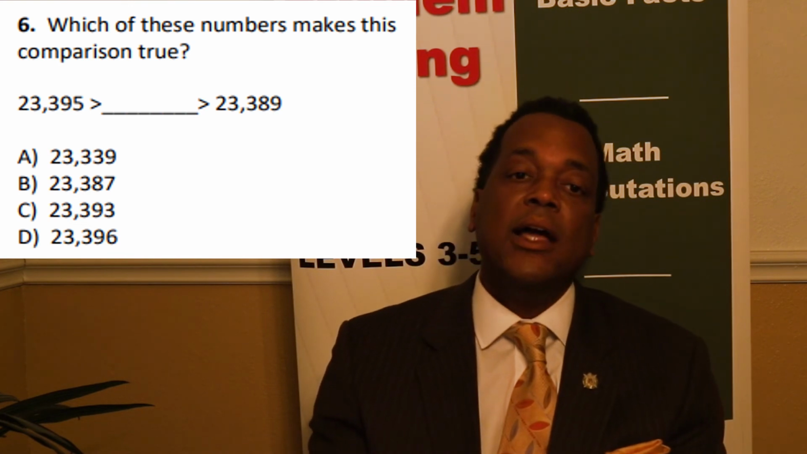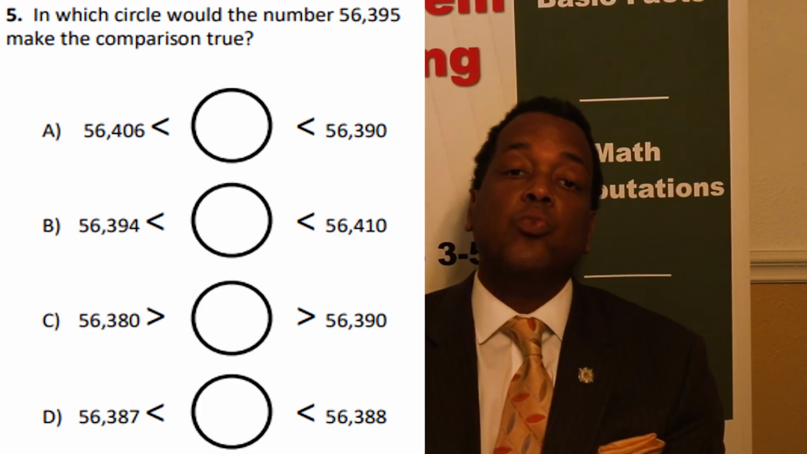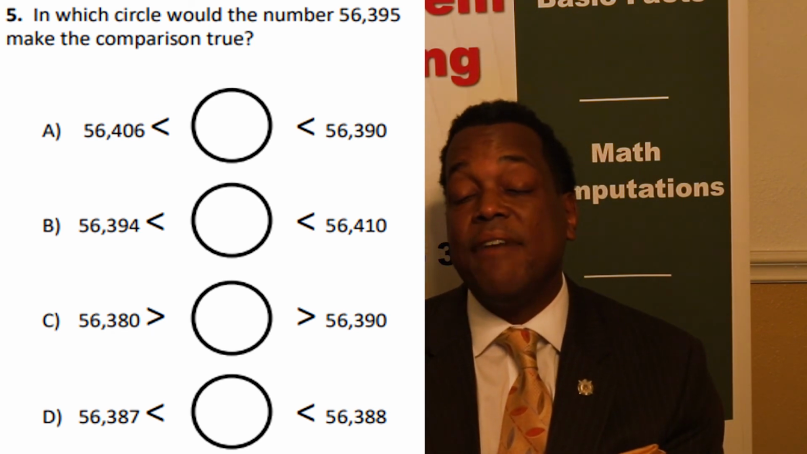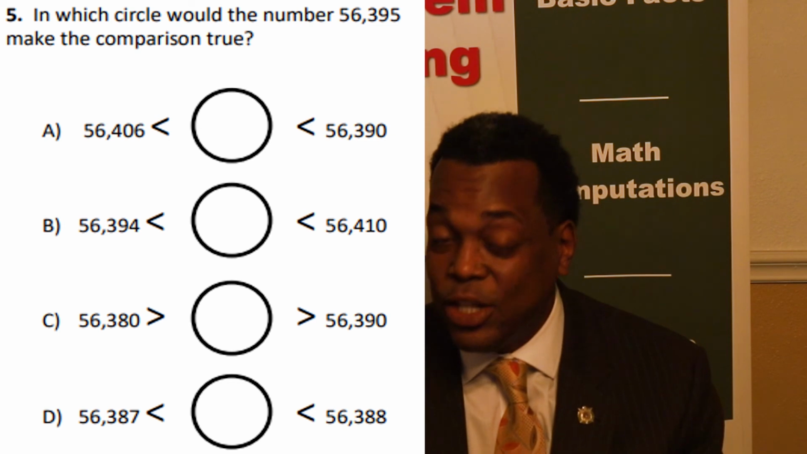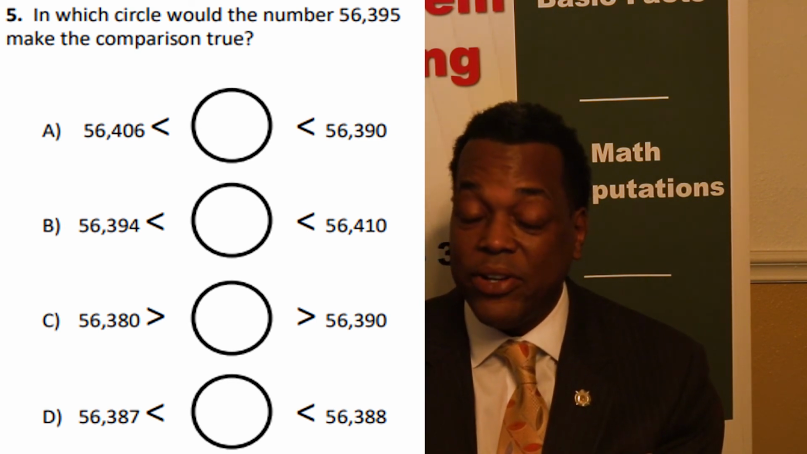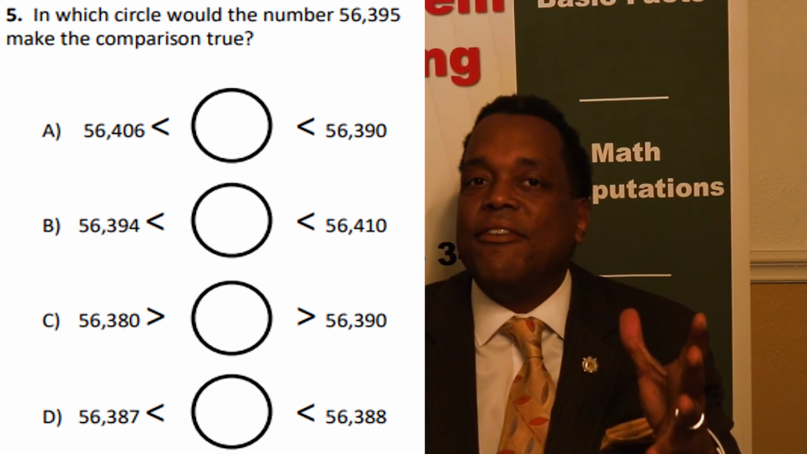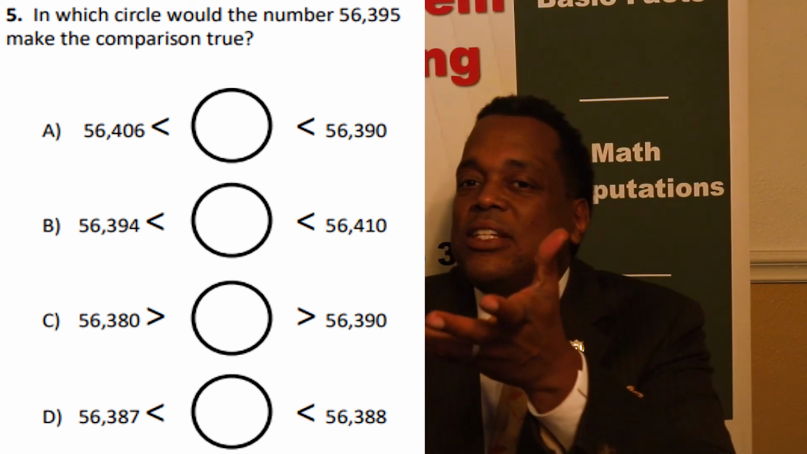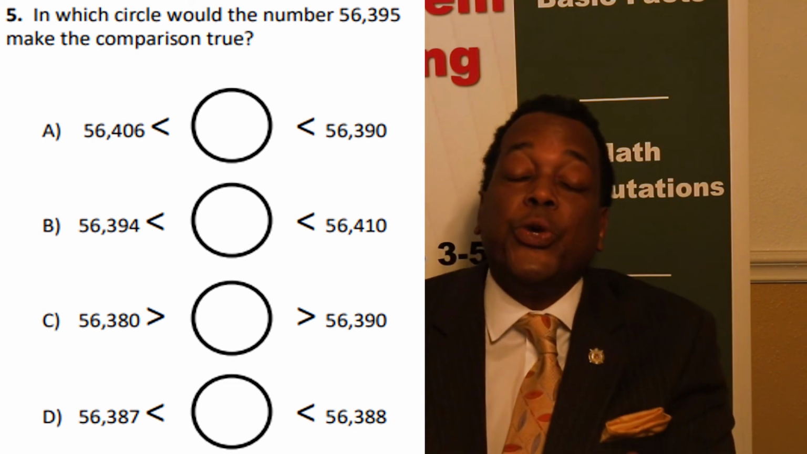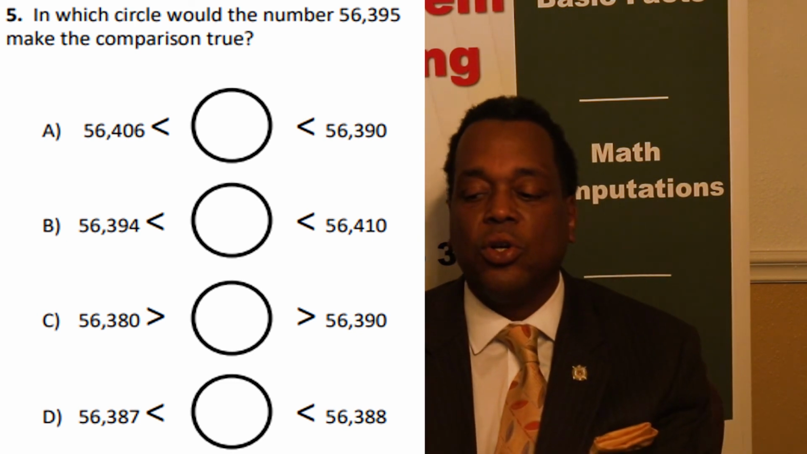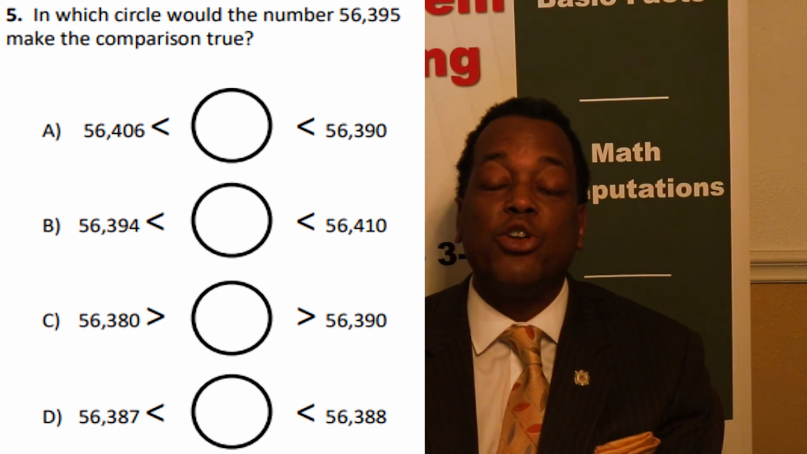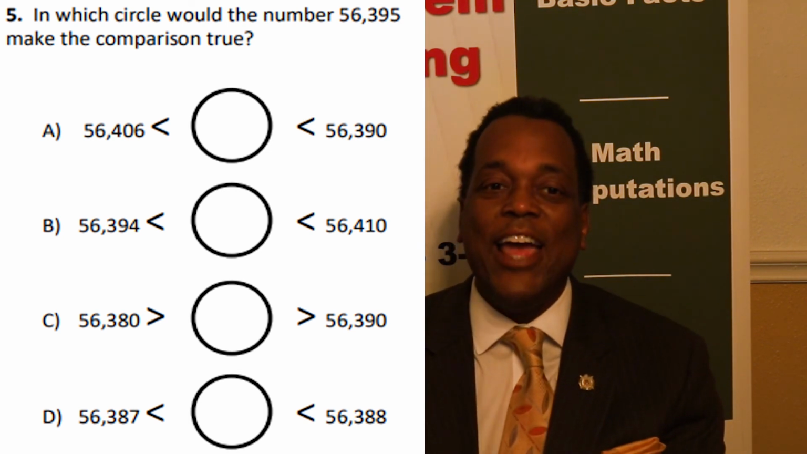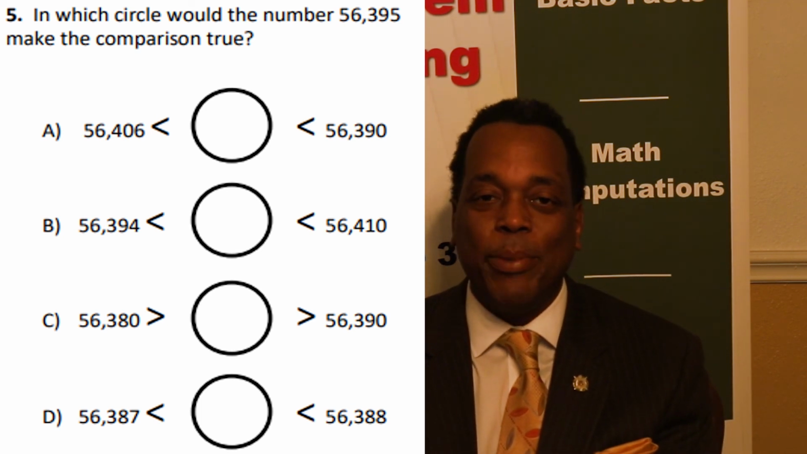And lastly, this problem states, in which circle will the number 56,395 make the comparison true? You see this language, comparison, and you're having to identify which comparison would be true if you put the number 56,395 within the circle. So you need to be able to understand that math language, recognize which numbers are bigger and smaller, and know the way in which you're going to be ordering your numbers.